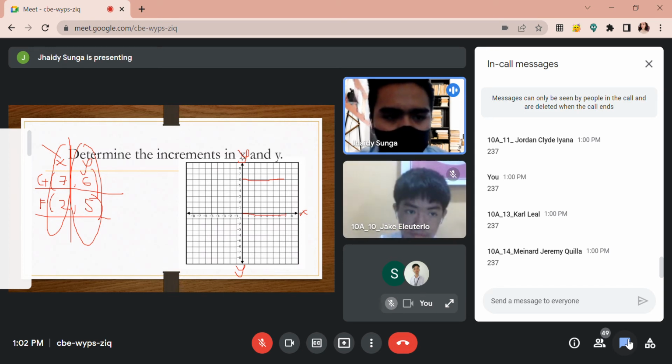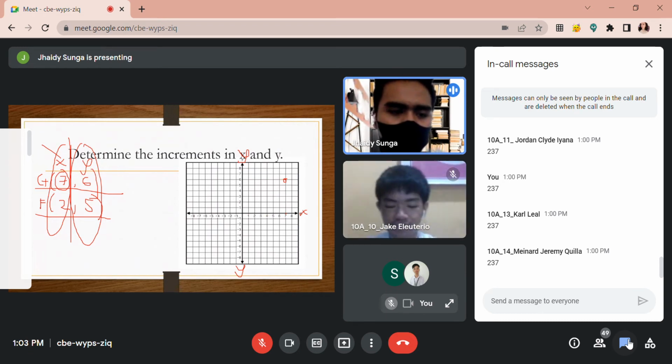So what we did is to find the 7, then find the 6. How many rises did we do? We got 6 up. So the point would be here, no? So what I'm going to do there is raise, then leave the point. After that one, we find the point F. So where is the point F? 2 and positive 5.